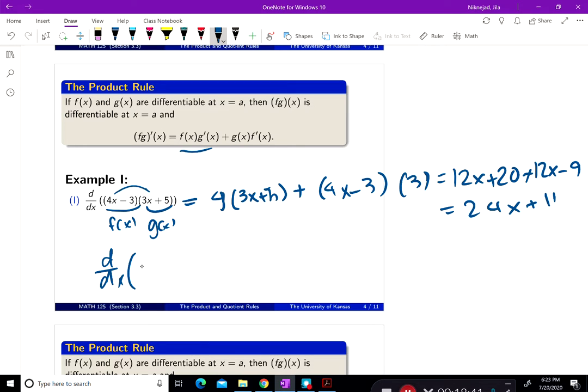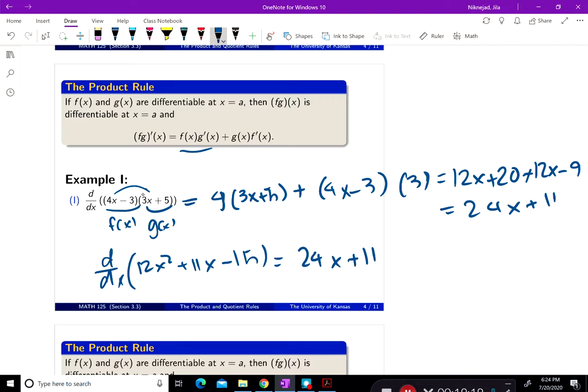Foiling it through, I would have gotten 12x squared, and then 5 times 4, 20 minus 9, 11x minus 15. And the derivative of 12x squared is 24x, the derivative of 11x is 11, and the derivative of negative 15 is 0. And see, both ways you get the same answer. So why use the product rule?